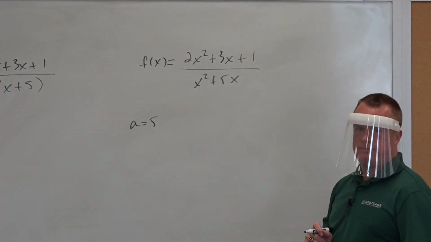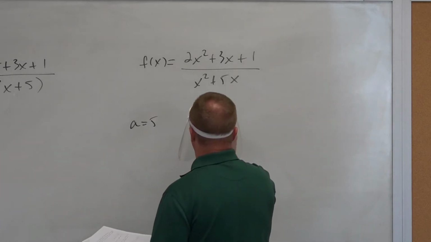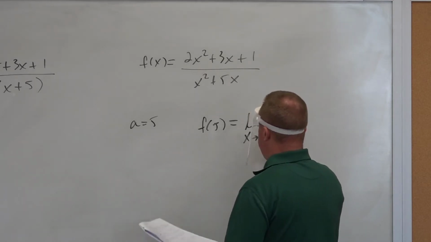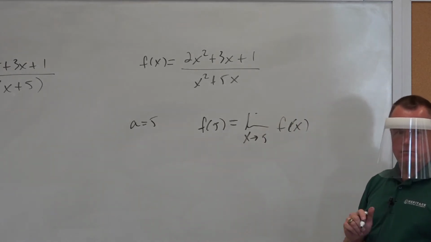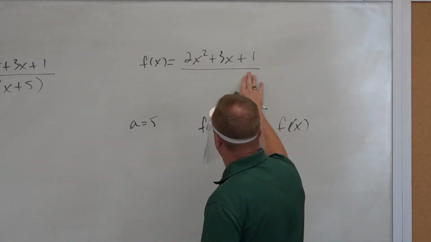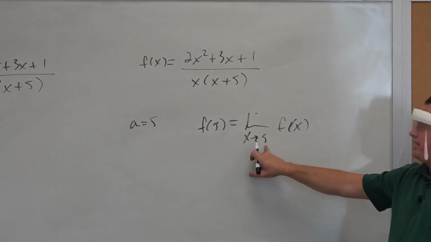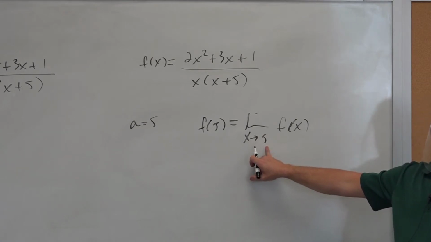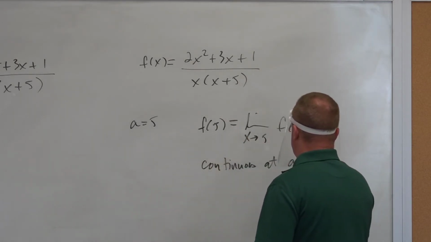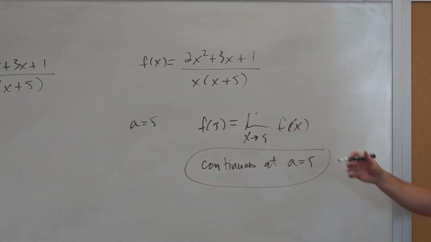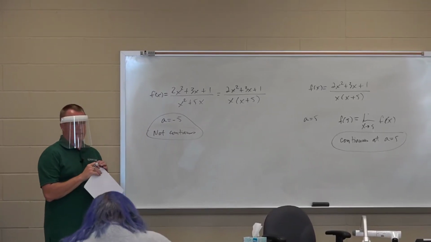Okay, is it continuous at a equals 5? Well, what has to be true? f of 5 has to be equal to the limit as x approaches 5 of the function. Is that true? Yes. Where are the vertical asymptotes here? Or where is it not defined? It's not defined at -5 and 0. It is defined at 5. So f of 5 has got to be the same thing as the limit as x approaches 5. So this we could say is continuous at a equals 5. So it's not continuous at a equals -5, and I probably should include that here. But it is continuous at a equals 5. All right, so any questions about that?